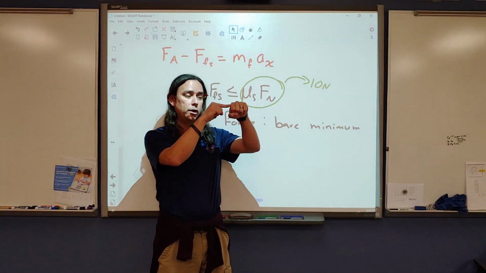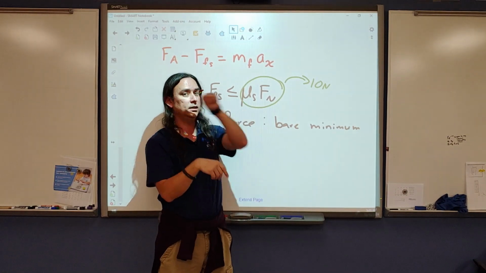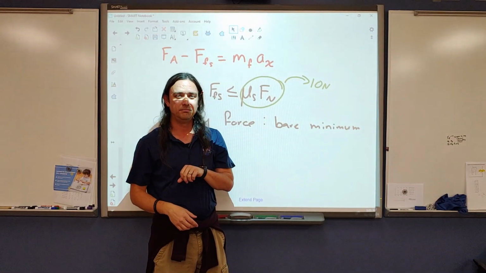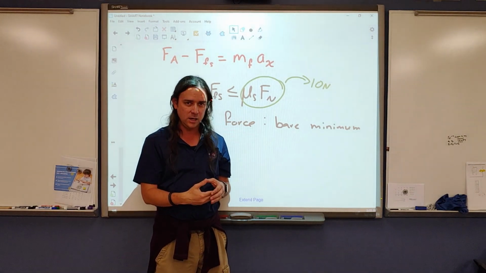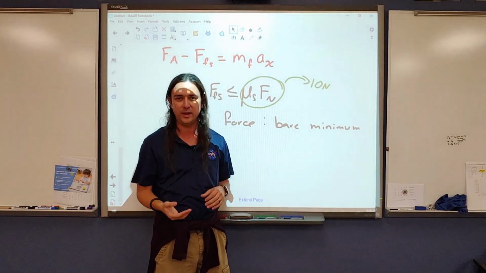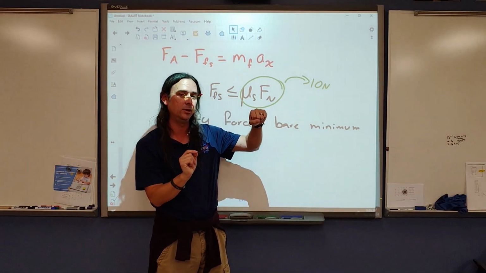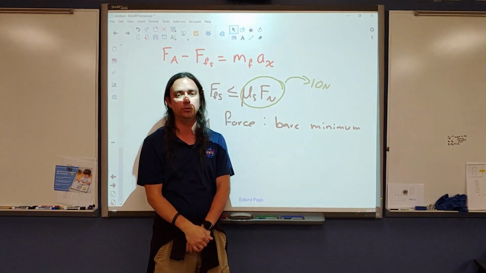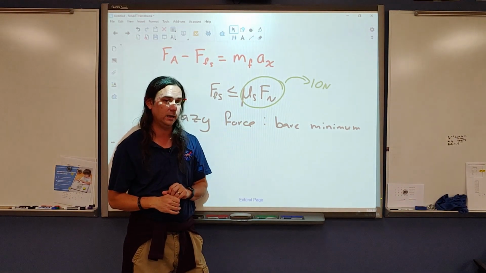So if I push with 1 Newton this way, and static friction pushes back with 10 Newtons, it's going to throw the rock at me. But friction doesn't do that. Friction is opposing sliding. So it's not going to throw anything at me. If I push with 1 Newton, it might be able to be as big as 10 Newtons, but it's just going to push back with 1 Newton. The bare minimum to keep the thing from sliding.